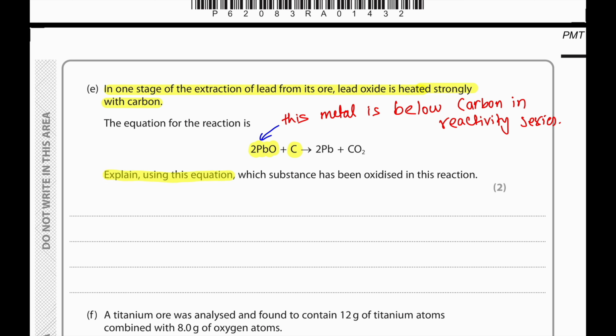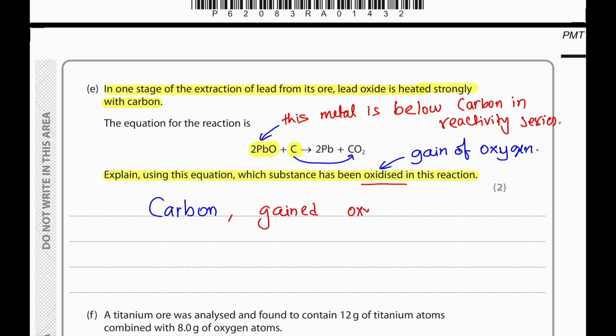Explain using this equation which substance has been oxidized in this reaction. In terms of oxidation, it means gain of oxygen. So carbon, we can see, has oxygen on the other side of the equation. We will say carbon gained oxygen to form carbon dioxide. This will give us 2 marks.